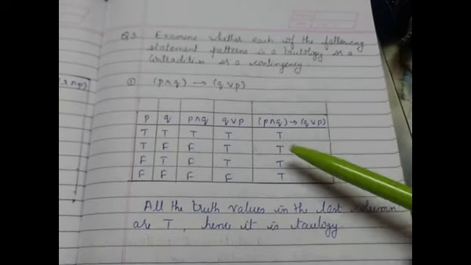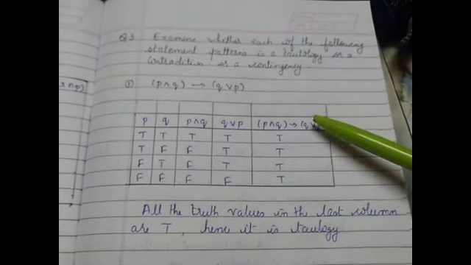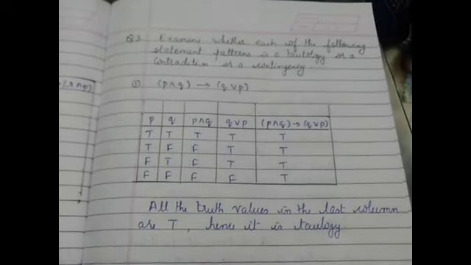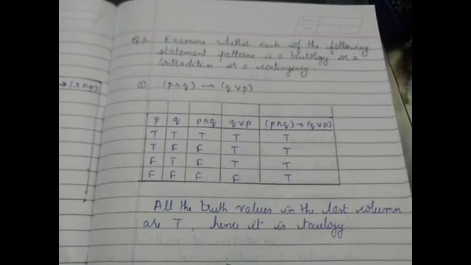Okay, so I hope all of you are clear about tautology, contradiction and contingency. With this question we have completed the second exercise.